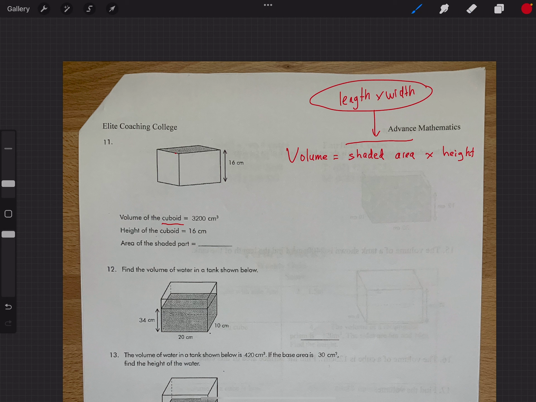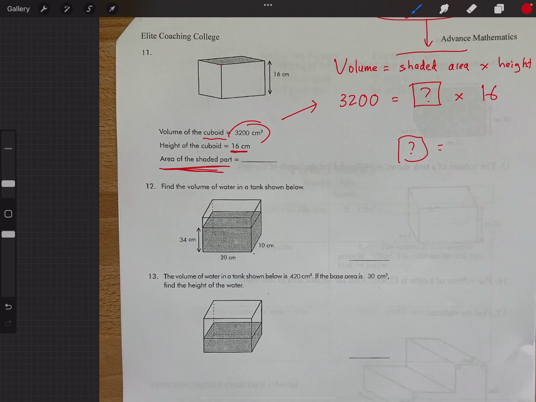Now, the volume is given to us as this, so we're going to say 3,200 is equal to shaded area. We don't know what that is because we have to figure it out, and we're given the height to be 16. So something times 16 will give me 3,200. So you have to work out what that number is by doing a bit of reverse, a bit of division there. So just do 3,200 divided by 16. Work it out.